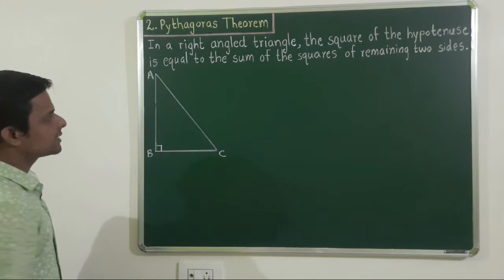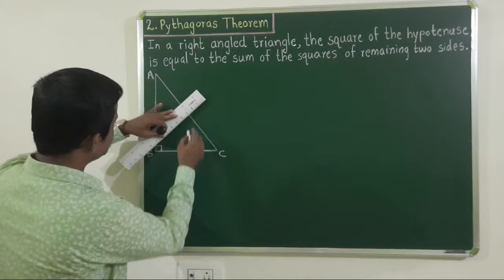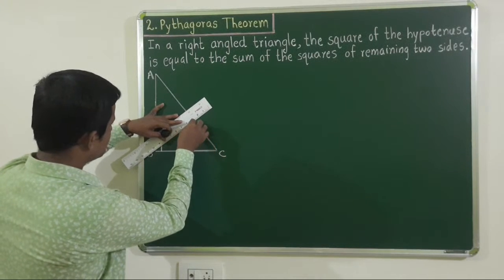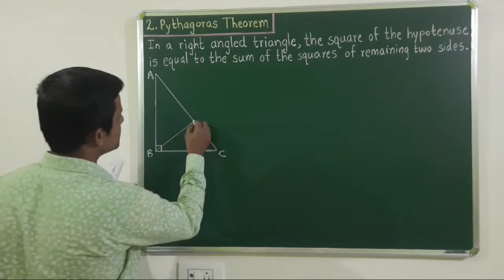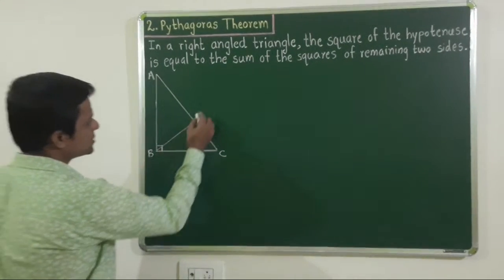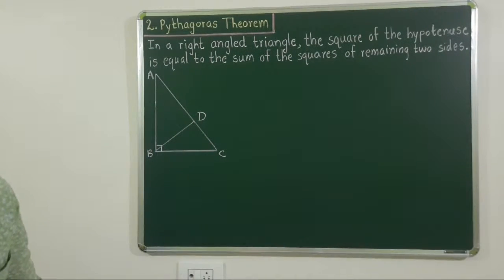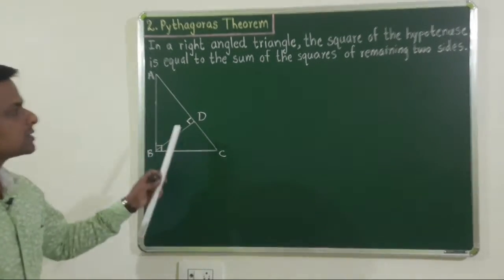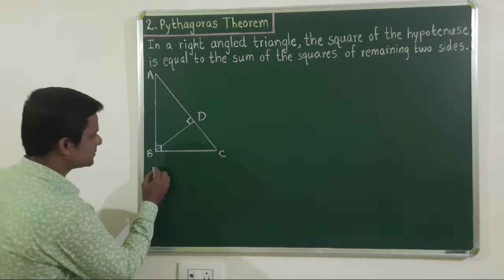Now this is our diagram, and we'll draw one more thing here, that is we'll draw an altitude on the hypotenuse, that is BD, a perpendicular from point B on the hypotenuse from its opposite vertex. It is BD perpendicular to AC. Now this is our first step, that is a proper diagram. The next step is to write the given.